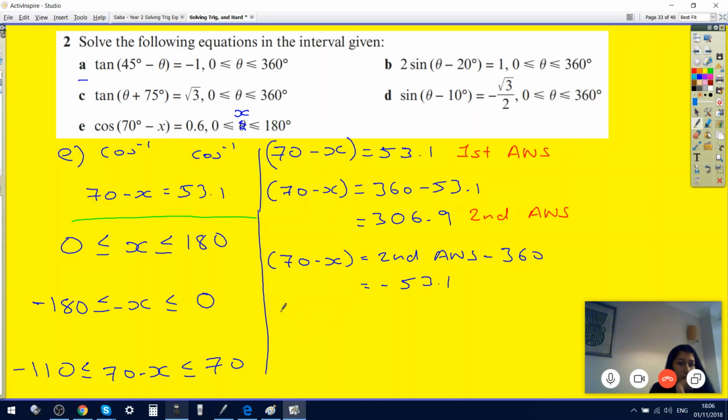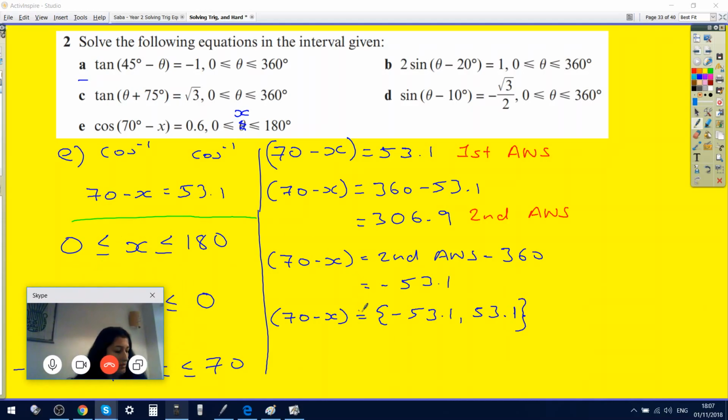So what are our solutions? 53.1 and minus 53.1. And then that's for 70 minus x. And then 70 minus 53.1 gives you the x, which is 123.1. And then for x, it's 70 minus brackets minus your two solutions.